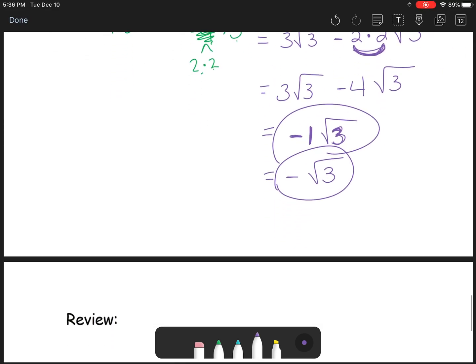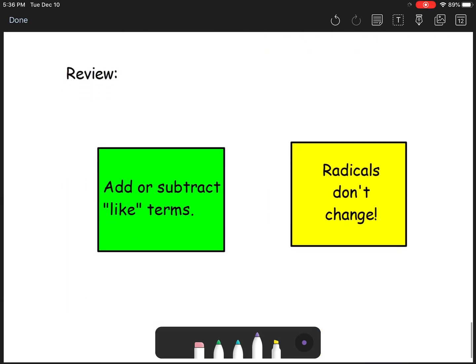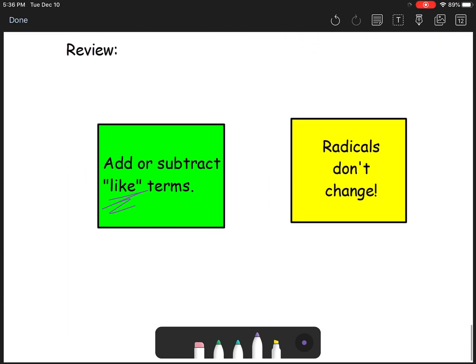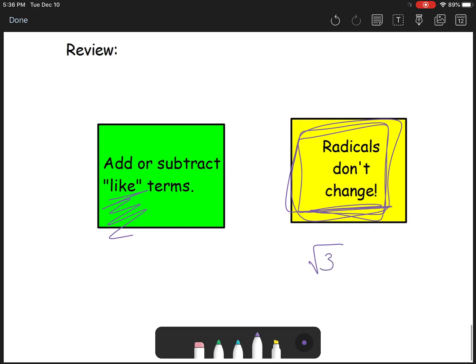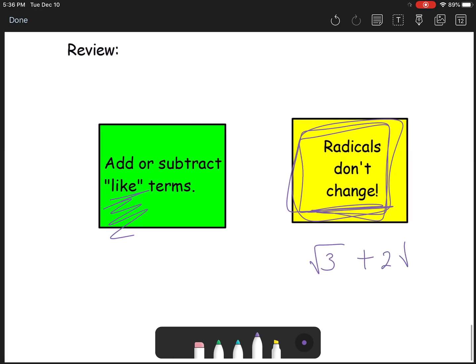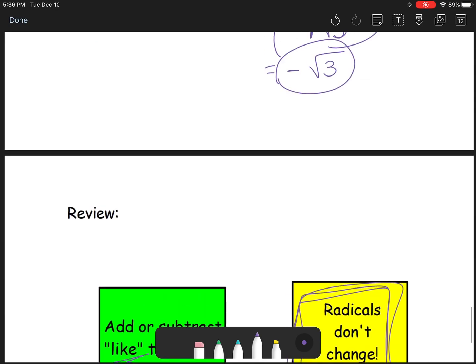So this is how we add and subtract our radicals. So you add and subtract the like terms. Notice that when we added, the radicals did not change. What was underneath the radical did not change. If we had the square root of 3 plus 2 times the square root of 3, we combined our coefficients out in front, but that number underneath the radical did not change.